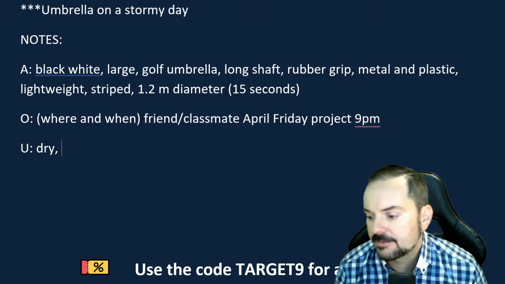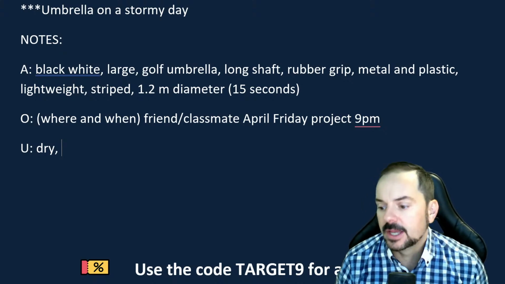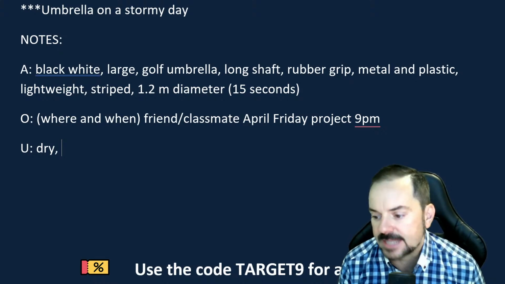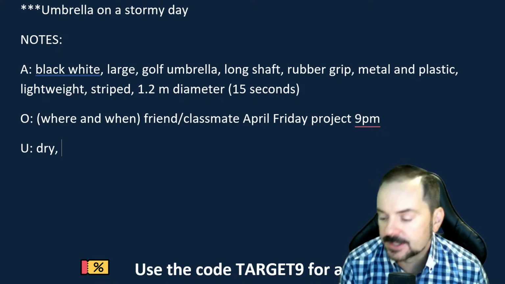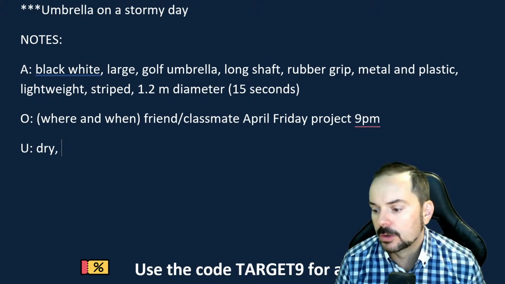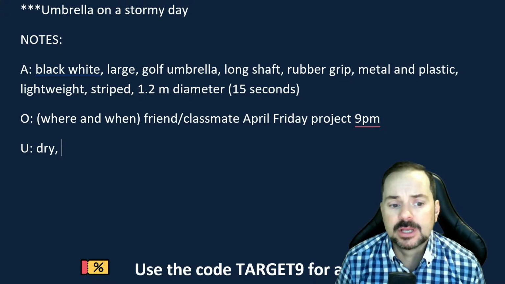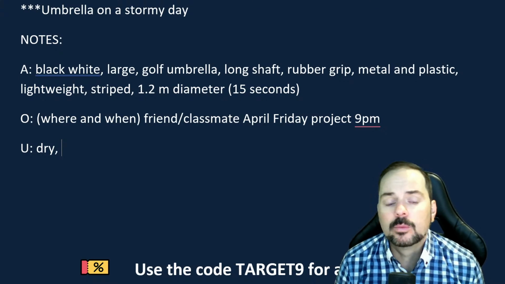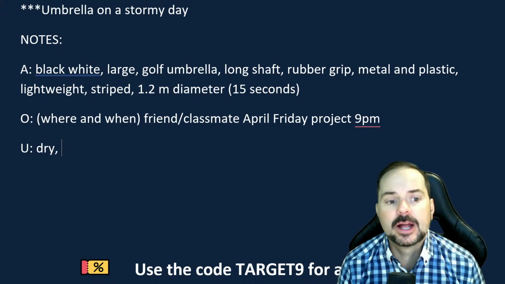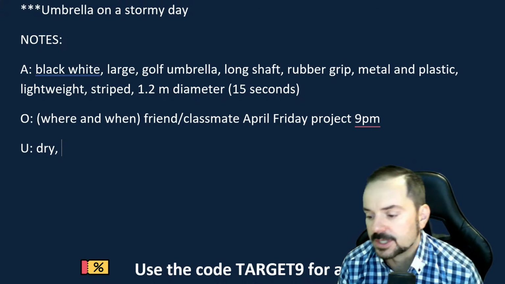So I'm at my friend's house. We're working on a school project. It's getting late. It started to rain really heavy. It's a downpour. I need to get home. I need to get sleep. So I'm going to borrow this umbrella because I want to stay dry. What else does this umbrella help me to do? Okay, what else is the usefulness of this umbrella?